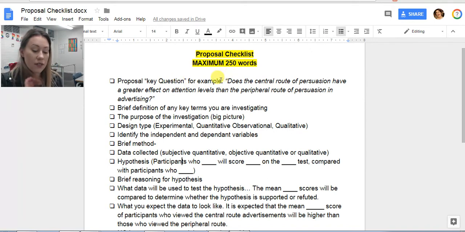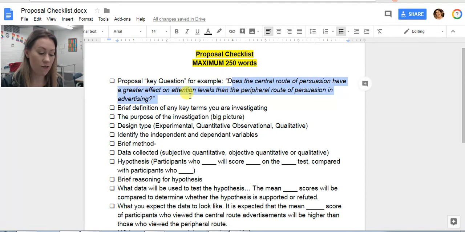So I put an example in here. Does the central route of persuasion have greater effect on attention levels than the peripheral route of persuasion in advertising? So it's just a question.